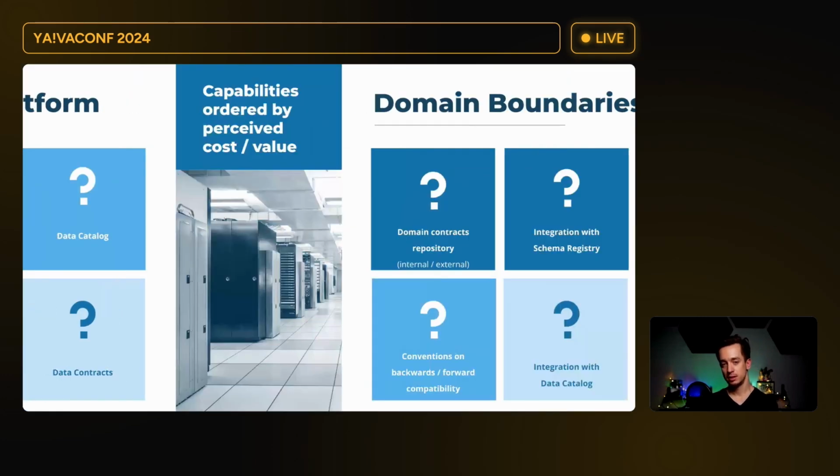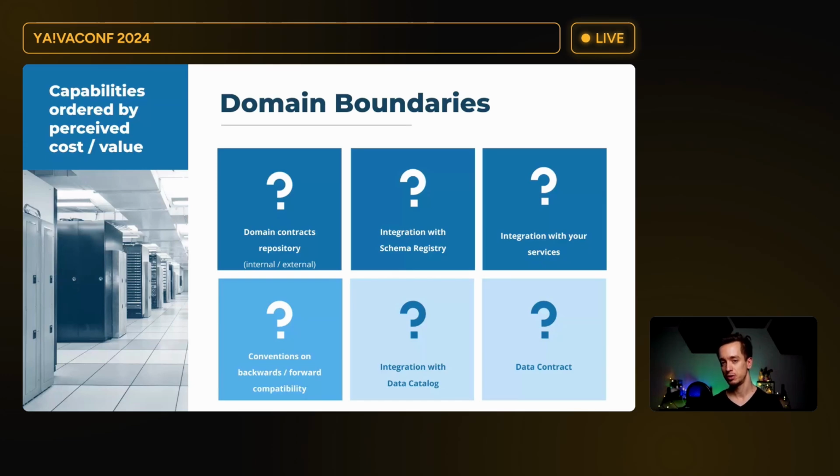And on the domain side, the baseline, it's not that complicated to build. It's a repository where you store your schemas and your topics. And this repository is integrated with your schema registry. So every pull request that's merged is deployed to your schema registry. So you know that it's there. You don't have to guess or check. And also it's integrated with your services.